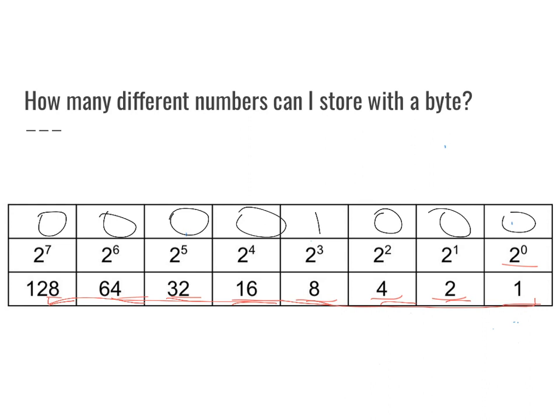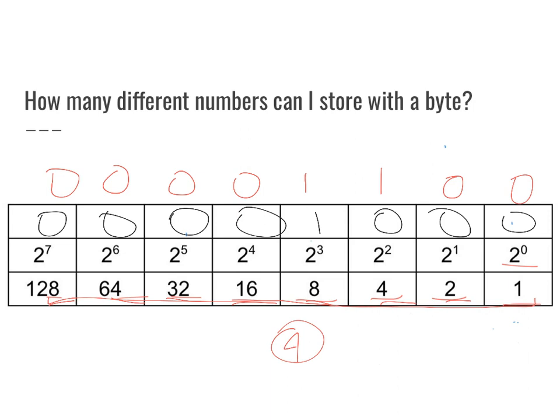Okay, so if I go from left to right, I go, well, does 128 go into 12? Nope. Does 64 go into 12? Nope. Does 32? Nope. Does 16? Nope. Does 8 go into 12? It sure does, which means I have 4 left over. So does 4 go into 4? Sure does. So 12 is 0, 0, 0, 0, 1, 1, 0, 0.